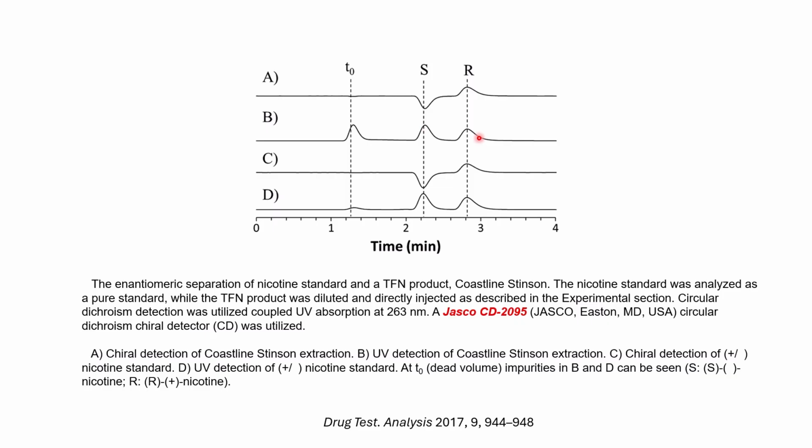Lest there be any doubt, we used a JASCO circular dichroism detector. You see the negative peak for the S, the positive peak for the R. And you get the same thing for racemic nicotine standard. Two peaks with the UV detector, negative peak for the S, positive peak for the R with the circular dichroism detector.